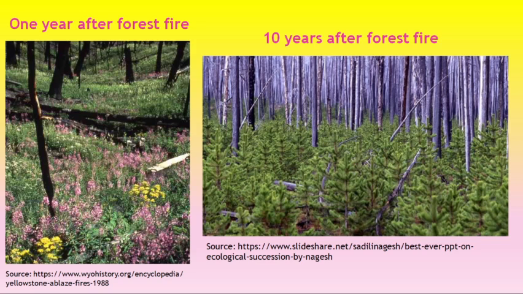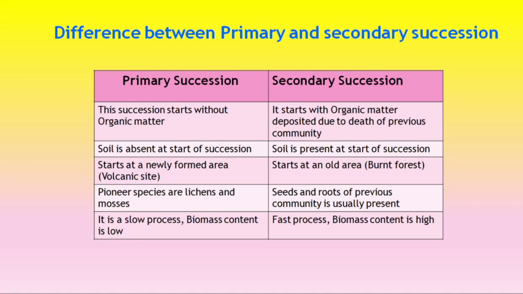It's a faster process. So let's look at the difference between primary and secondary succession. Primary succession starts without organic matter, and secondary succession starts with the organic matter, which is deposited due to death of the previous community. The soil is usually absent at the start of primary succession, whereas soil is present at the start of secondary succession. Primary succession starts at a newly formed area, for example, a volcanic eruption site, and secondary succession starts at an old area, for example, the area of a burnt forest.